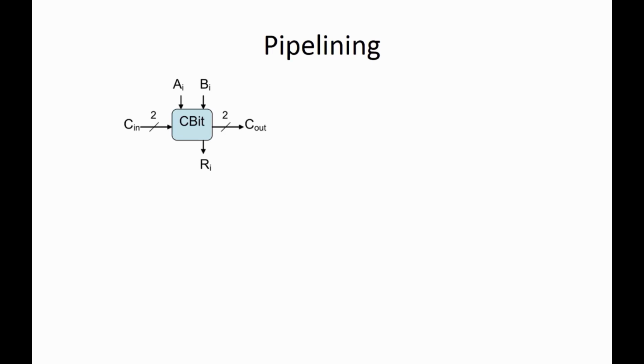We are given a C-bit module shown here. This module takes corresponding bits of two unsigned binary numbers, A and B, along with two C-in bits from higher order C-bit modules. Its output bit R is the appropriate bit of the larger among A and B. It also has two additional output bits, C-out, which indicate respectively if A is greater than B or B is greater than A in the bits considered so far.